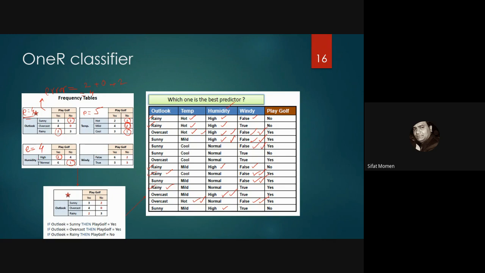আচ্ছা। আর উইন্ডির জন্য কি করছি? উইন্ডির জন্য ওকে, লেটস সি, ফলস হলে 6 yeses and 2 no's, তাহলে আমি সবসময় উইন্ডি ফলস হলে ইয়েস প্রেডিক্ট করবো, তাহলে there are 2 errors over here. আর ট্রু হলে there are 3 yeses and 3 no's, so যে কোনো একটা র্যান্ডমলি নিলেই হবে because they're equal. So let's say আমি ইয়েস প্রেডিক্ট করছি, তাহলে there are 3 errors. ঠিক আছে? So what is the total number of errors? 5.